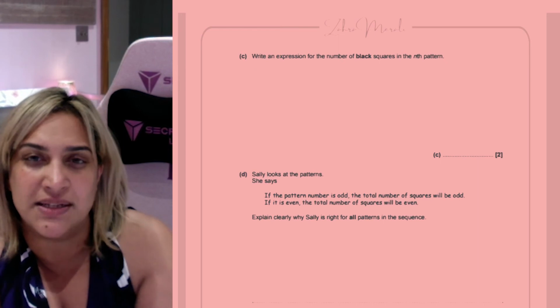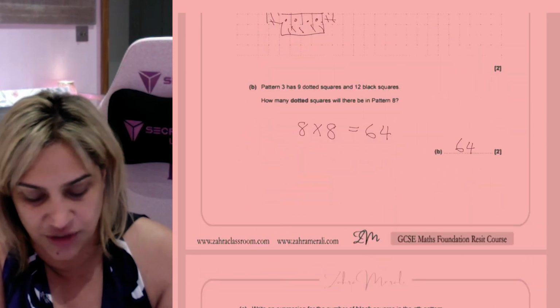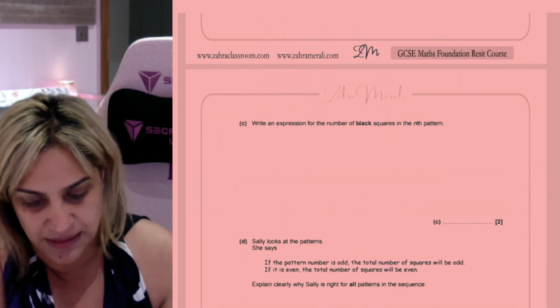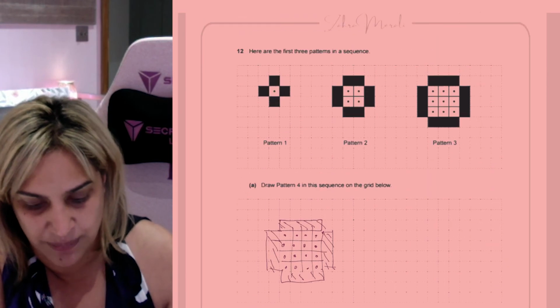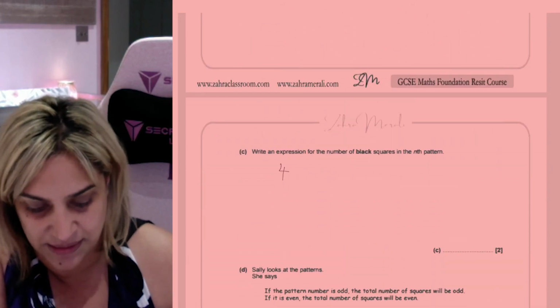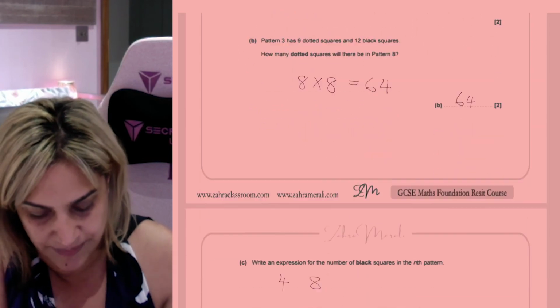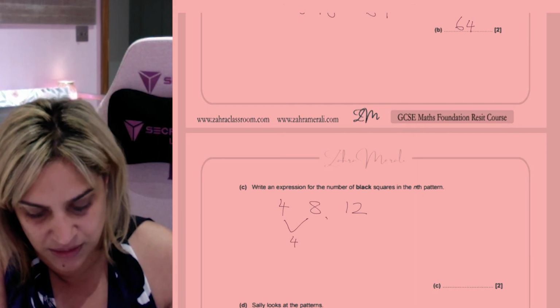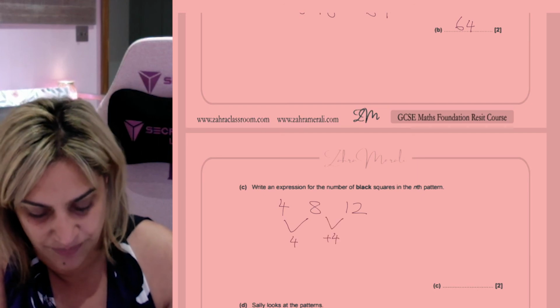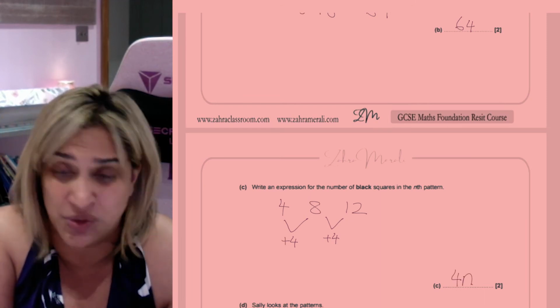And then it's saying write an expression for the number of black squares. So if we have a look, for pattern 1 there's 4 black squares. So let's just write it out as a list. Pattern 2, we've got 1, 2, 3, 4, 5, 6, 7, 8 black squares. Then we've got 12 black squares. And if we look, each time we're adding 4. So remember, then we write 4n, because to go from 4 to 4, you add 0, so you don't need anything extra.